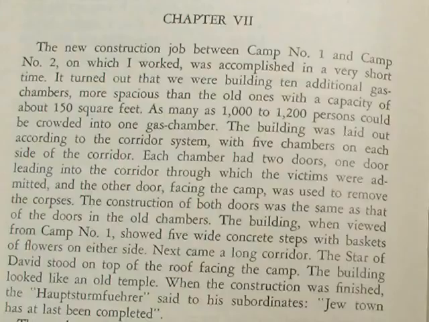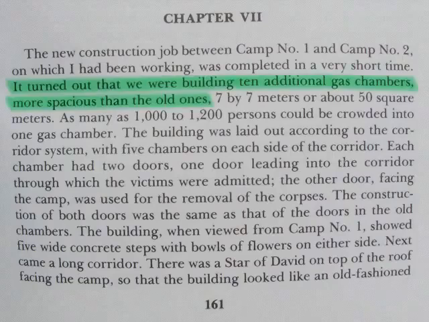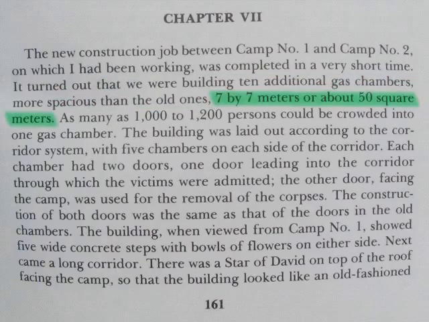In the 1944 original English version we read, "It turned out that we were building 10 additional gas chambers, more spacious than the old ones, with a capacity of about 150 square feet. As many as 1,000 to 1,200 persons could be crowded into one gas chamber." Hold this in your memory, that here it says 150 square feet. Now we look at Alexander Donat's 1979 version. "It turned out that we were building 10 additional gas chambers, more spacious than the old ones, 7 by 7 meters, or around 50 square meters."